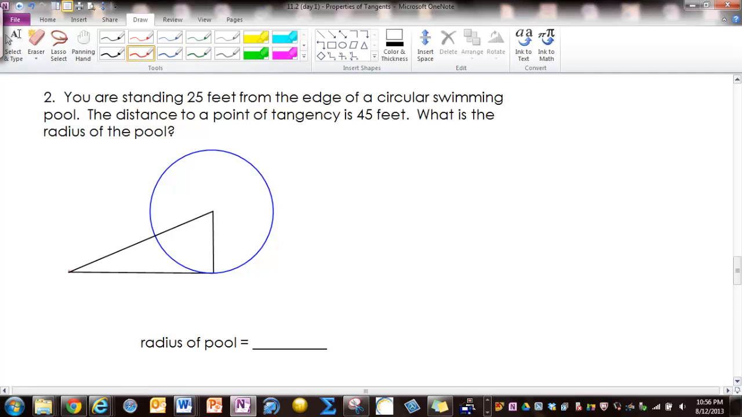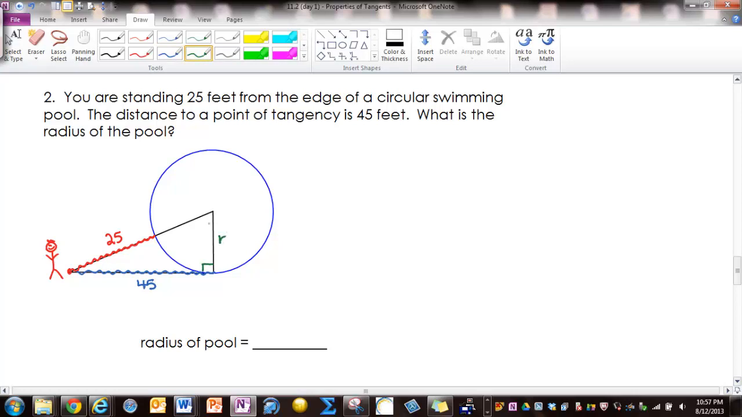Alright, so you are standing right here. And you're standing 25 feet from the edge of the pool. So we want to measure the shortest distance to the pool, which is 25 feet. And it also says the distance to a point of tangency is going to be 45 feet. So this piece right here is going to be 45 feet, and it's going to the point of tangency. And we know a radius drawn to that point of tangency and the tangent are going to be perpendicular.